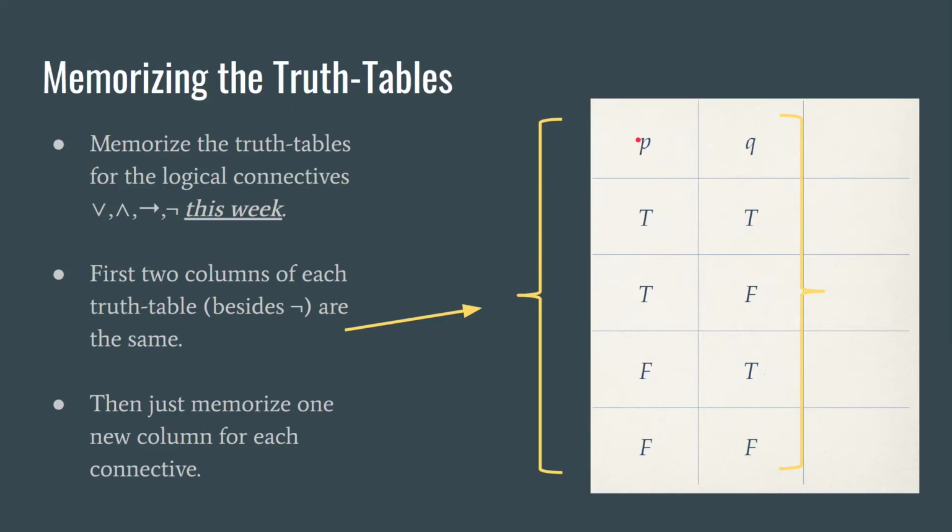It's easy to memorize the first two rows of all the truth tables except negation. They're exactly the same. On the first column under P, you'll put true, true, false, false. On the second column under Q, you alternate true, false, true, false. Then just memorize the third column for each of the individual connectors.